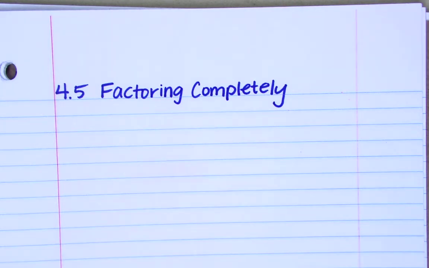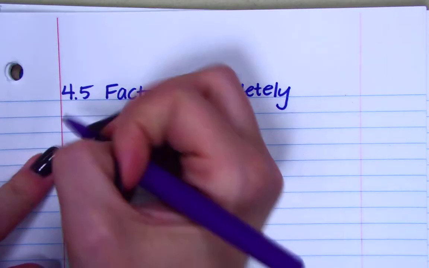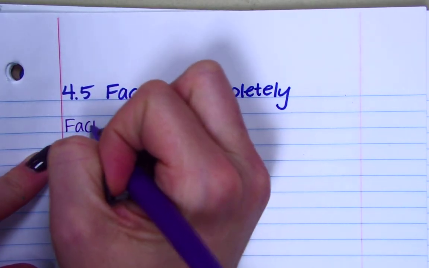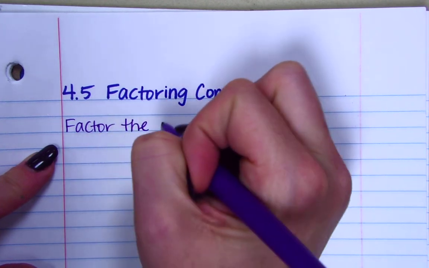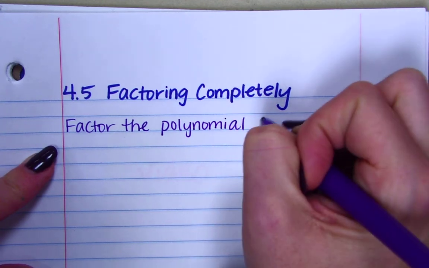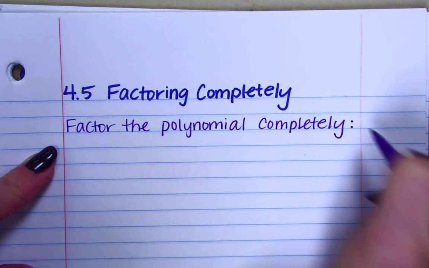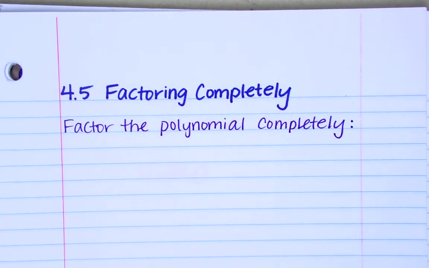Okay, last class we did factoring. This is factoring completely. It's just taking what we did last class, taking it another step forward. Okay, what the problem will say is factor the polynomial completely.